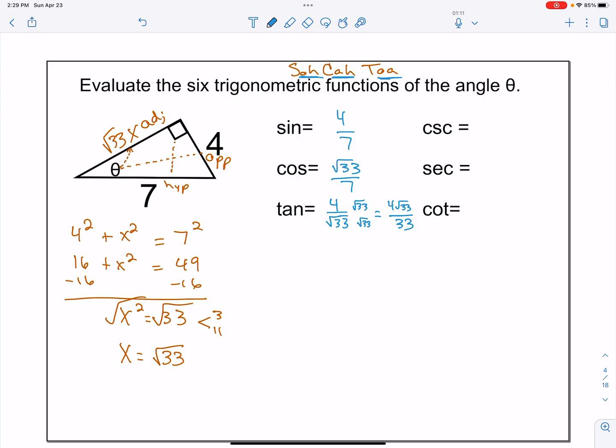Now, you do always want to check to see if you can simplify this fraction, 4 over 33. You can't in this case, so we are done. That's your answer. But sometimes you might be able to simplify that fraction, and if you can, you need to.